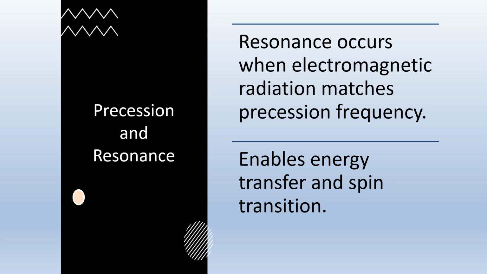Resonance occurs when the frequency of electromagnetic radiation matches the precession frequency of nuclear spins, known as the Larmor frequency. At this precise match, energy is efficiently transferred to the nucleus, enabling spin transitions between energy states. This coupling of precession and resonance is fundamental to techniques like nuclear magnetic resonance, NMR, and magnetic resonance imaging, MRI, where energy absorption facilitates the analysis and visualization of molecular and tissue structures.